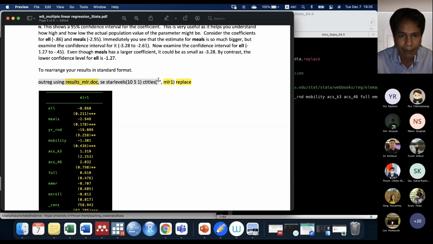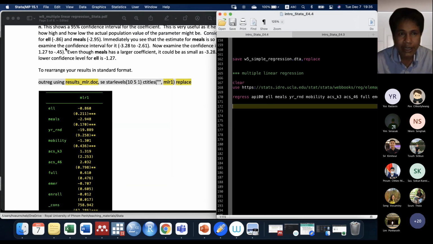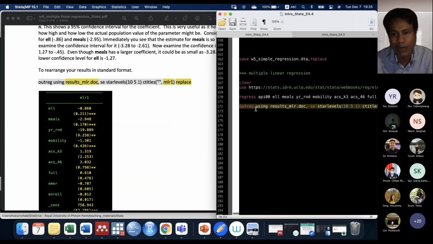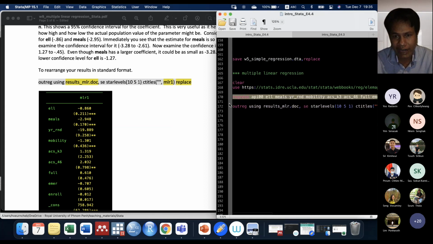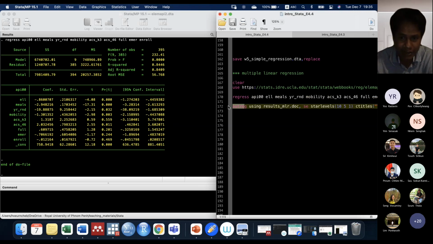All right, let me copy this command and paste it here. This command is used only after you run a regression. For instance, I run the regression and then directly use this command. The command starts with outreg2. Outreg2 is the command name, followed by using, so you have to type this.